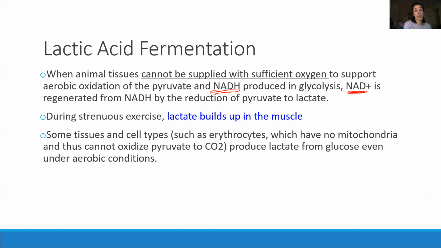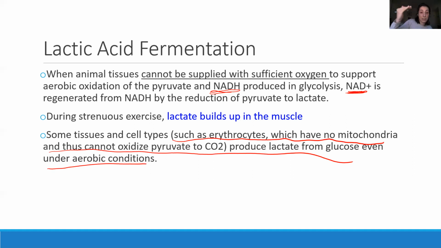So some tissues and cells, such as erythrocytes, this is actually your heart muscles, they do not have mitochondria and they can't do citric acid cycle. So they actually rely completely on this lactic acid fermentation and doing glycolysis. So they produce lactate from glucose even when they have oxygen. And this note I just made is very, very interesting and very key. So heart cells only do this glycolysis and lactic acid fermentation.